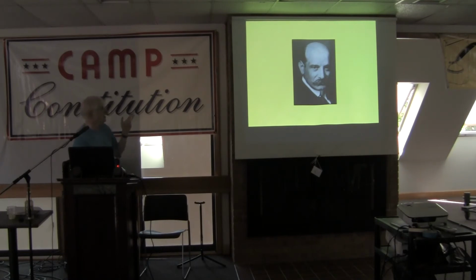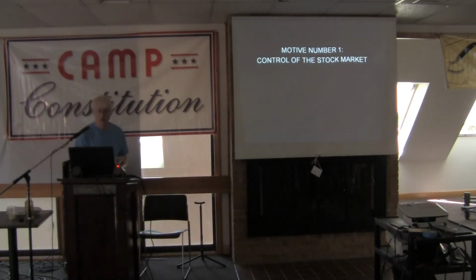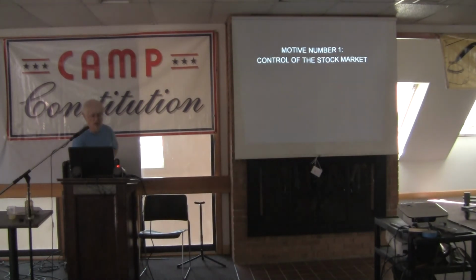He got that position because he said, why should I make a measly, piddling $500,000 a year at Kuhn Loeb when I can make countless millions from myself and my friends in high finance by sitting on the Federal Reserve Board and setting interest rates and controlling the stock market, which brings us to motive number one for the Federal Reserve, which is control of the stock market.